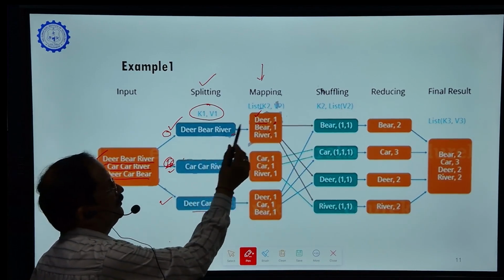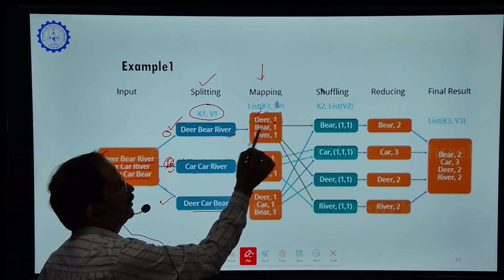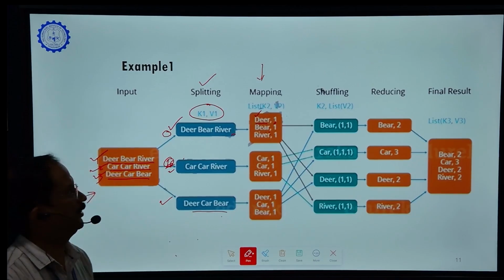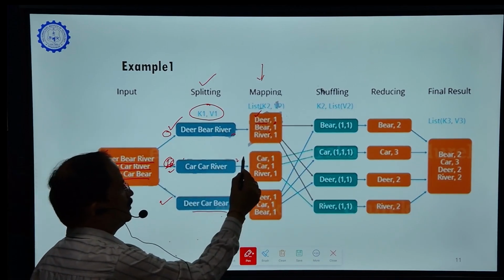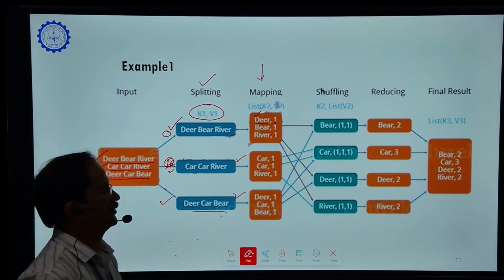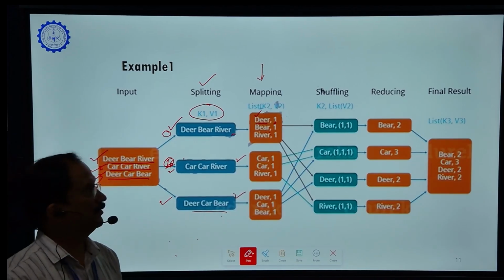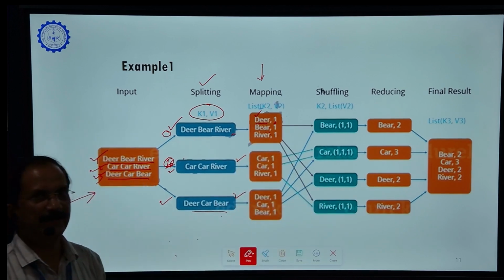Deer 1, beer 1, river 1, deer 1. This means that with the help of the map function it is making the list, the same as it is for this and this. Now there is a requirement of doing the mapping with the shuffling and the sorting.